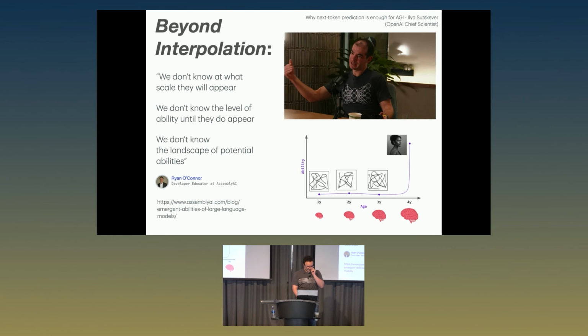When I was putting together this presentation, I found this nice blog post by a developer at a company called Assembly AI, and he talks about these emergent properties. He says we don't know at what scale they will appear, meaning we don't know how big a model has to be to get some kind of emergent property. We don't know their ability until they appear, and we don't know the landscape of potential abilities. So we're in uncharted territory when it comes to figuring out what these things will be capable of doing and when they will be capable of doing them.